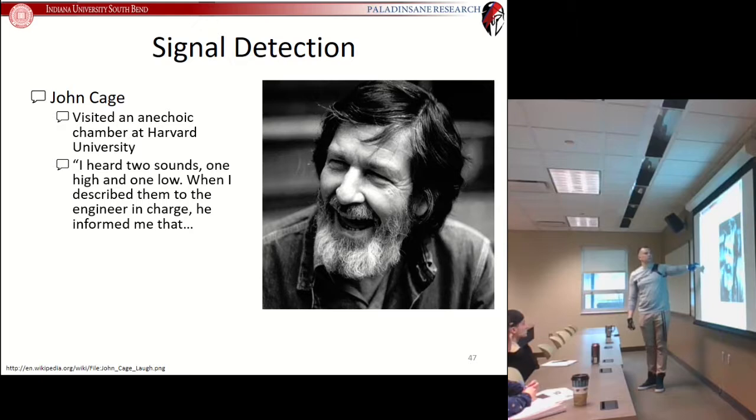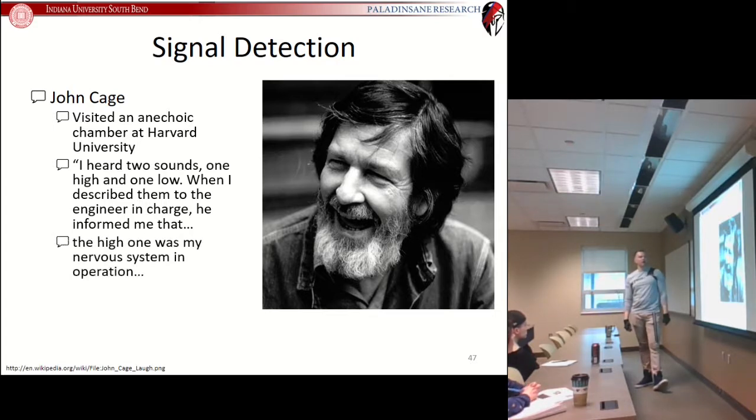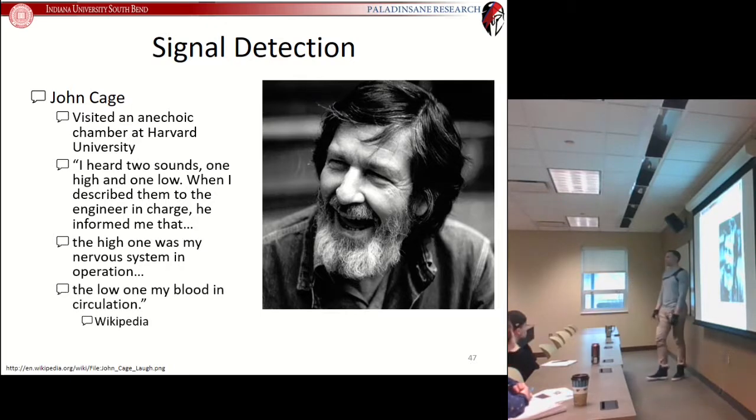And when he got in there, he was disappointed, and he said, I heard two sounds, one high and one low. When I described them to the engineer in charge, he informed me that the high one was my nervous system in operation, and the low one was my blood in circulation. So even in this place where there was no external stimuli coming in, he could still hear his blood moving through his body and his nervous system buzzing. And that was the two sounds that he heard.